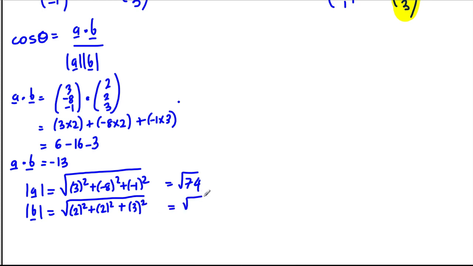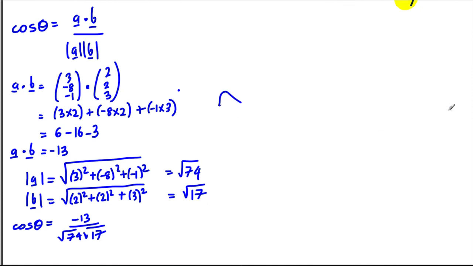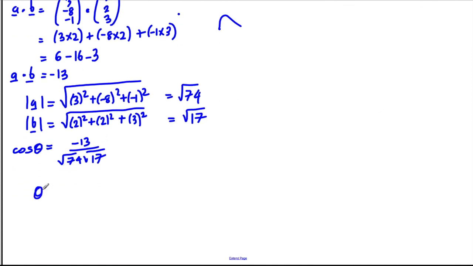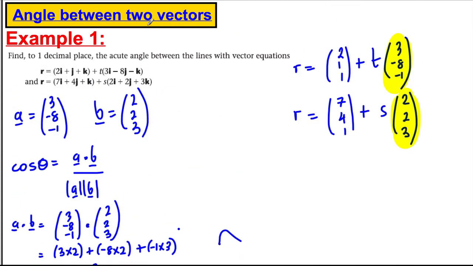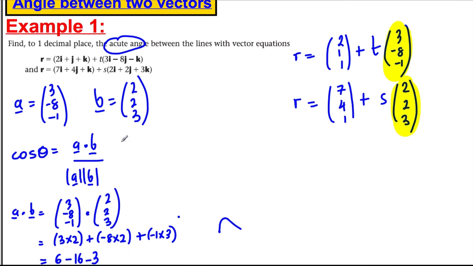And we're going to get ourselves the square root of 17 there. So therefore, what we can write is that cos theta must be equal to negative 13 over the square root of 74 multiplied by the square root of 17. So when you type that in your calculator and work out the inverse cos, you get that theta is equal to 111.5 degrees.